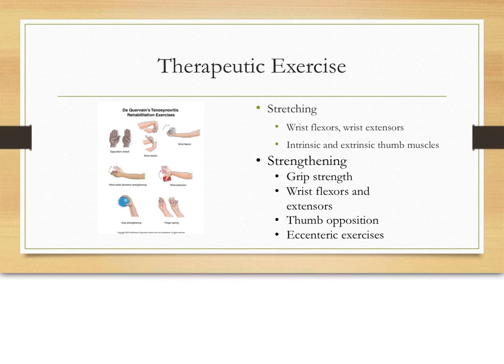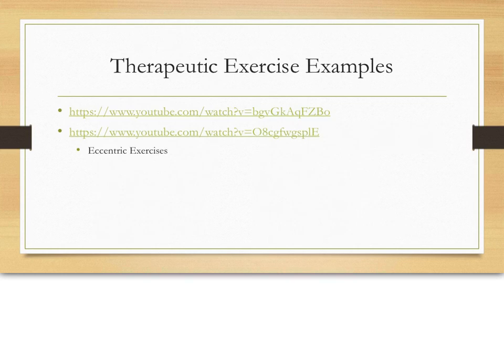Therapeutic exercise is something that you would want to work on with your patient also. For stretching, you want to make sure that you stretch the wrist flexors and the wrist extensors, and also intrinsic and extrinsic thumb muscles. For strengthening, you would also want to strengthen all of those same things and also work on eccentric exercises, because that's really been shown to help heal DeQuervain's. If you look right here with the picture, it has some examples of different exercises that you can do. And here are some links that I've provided just to give you some more ideas. They're about a minute long each and give you a quick example of a home exercise program and some good eccentric exercises to work on with your patient.